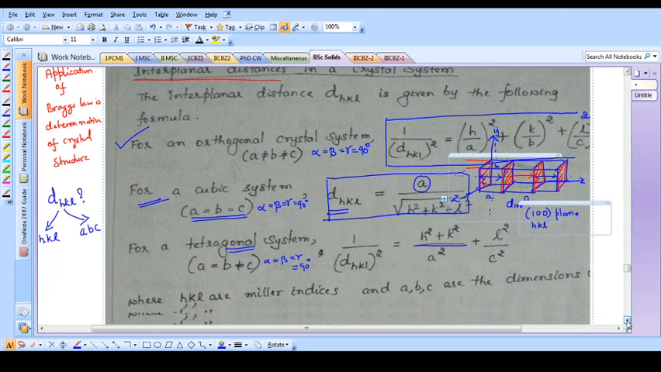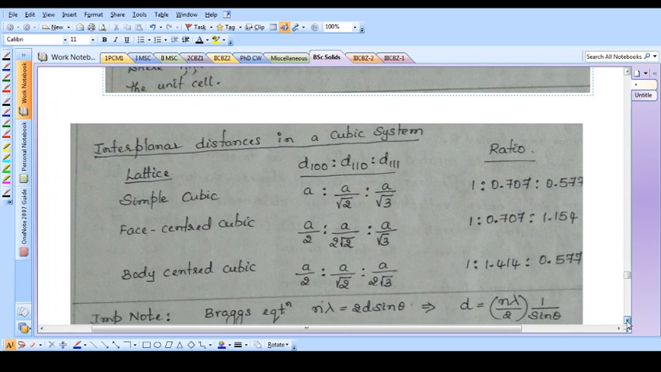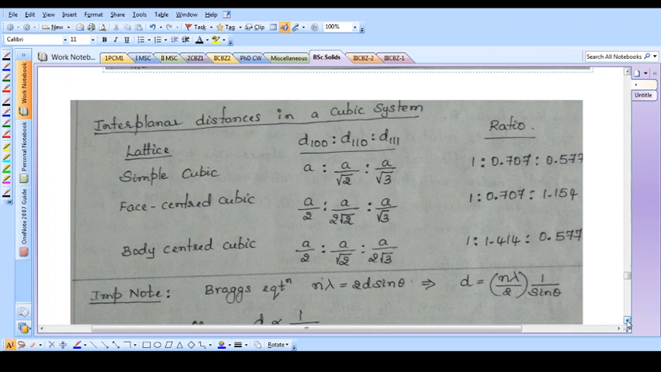Another discussion that we have to have is the interplanar distance in a cubic system. Specifically, our focus is on three important planes: the 100 plane, the 110 plane, and the 111 plane. What do you mean by the 100 plane? The 100 plane is a plane that cuts the x-axis at the unit cell length and is parallel to the y and z axes.